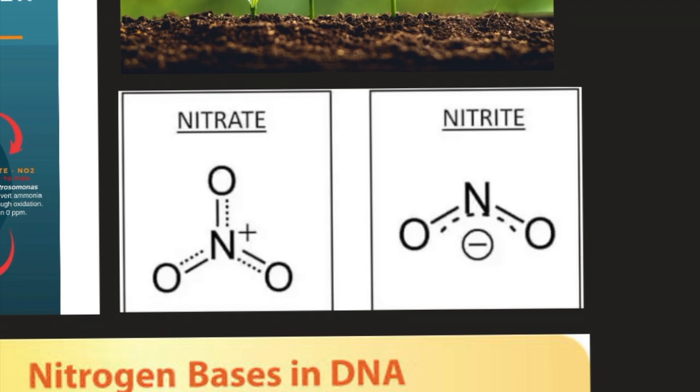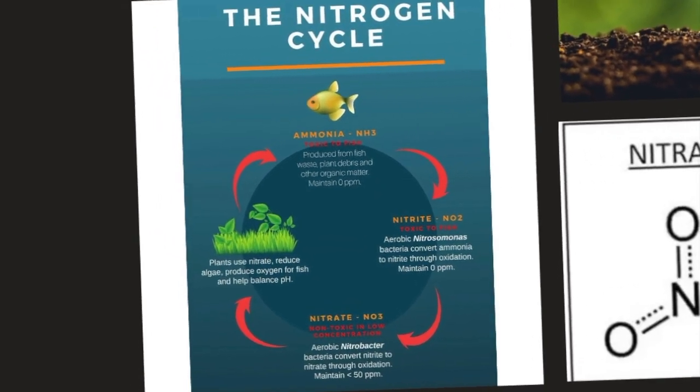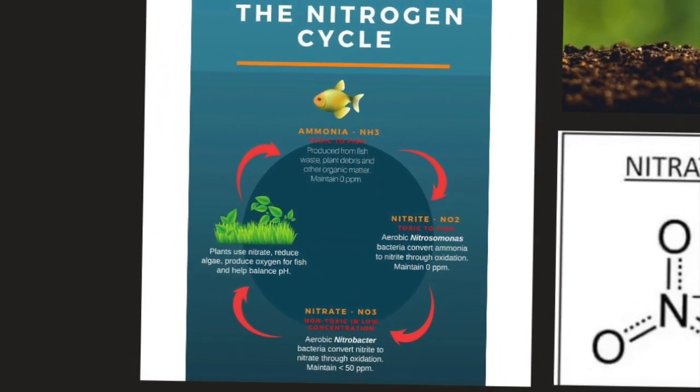So what happens? The nitrite converts to nitrate thanks to the nitrobacter. It goes from being nitrogen combined with 2 oxygen atoms and having a net negative charge to becoming a nitrate ion with 3 oxygen atoms and having a net negative charge. It is to remain less than 50 parts per million within the water. So still at a low concentration.